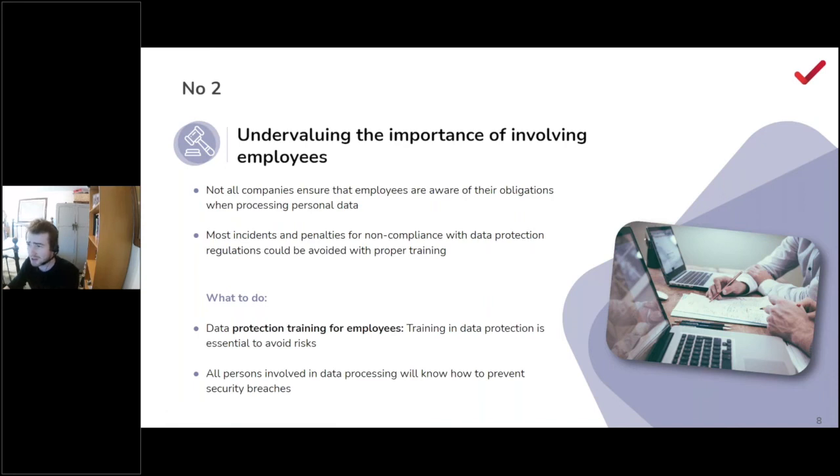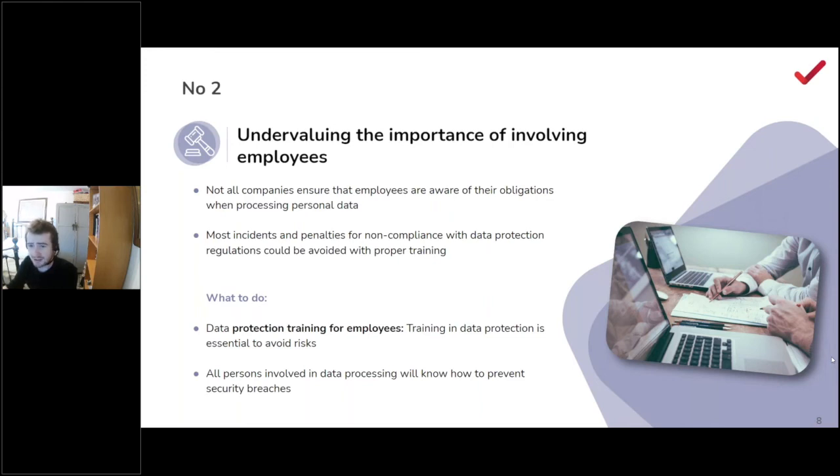I think you're probably seeing a trend here at this point. We're really going for an organizational approach to data protection. So this is a classic mistake we've got here. Not all companies ensure that employees are aware of their obligations under the various regulations, and the kind of, I would say, traditional or perhaps old method of sending out an employee handbook packed with a bunch of different policies is generally not the way to go about this. The reason this is unfortunately still relevant is that many of the incidents and penalties, so primarily fines, come from non-compliance with the regulations that could easily have been solved.